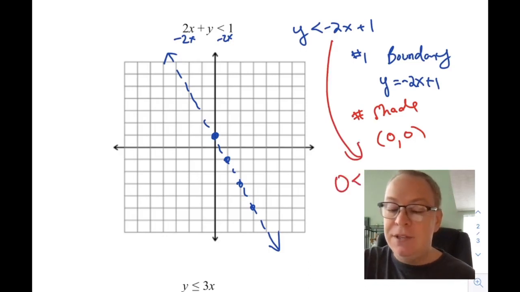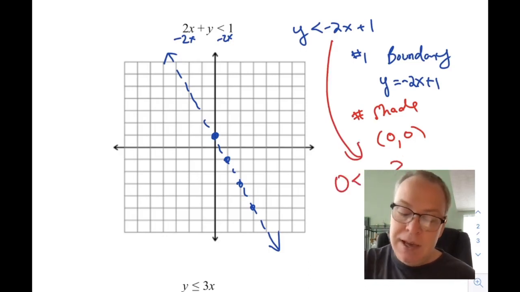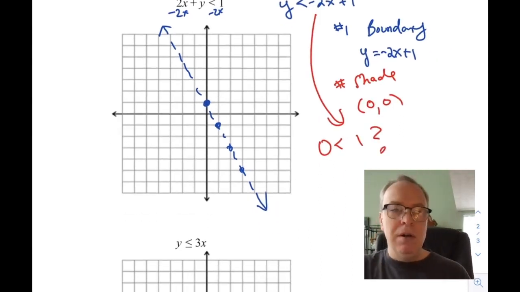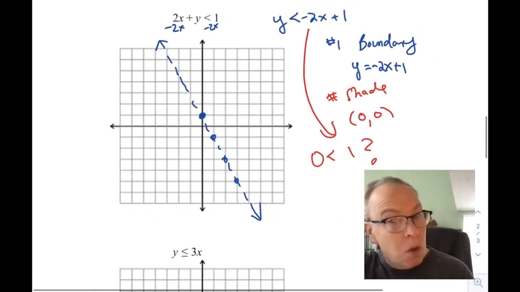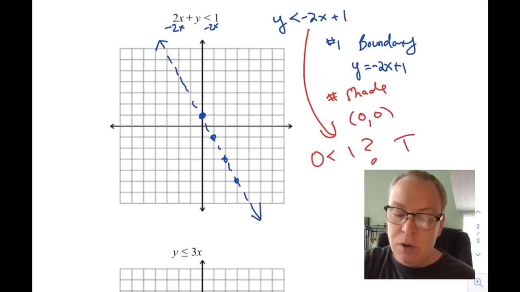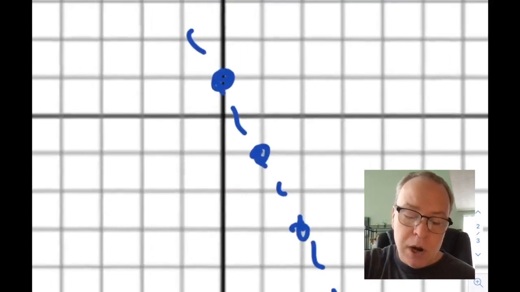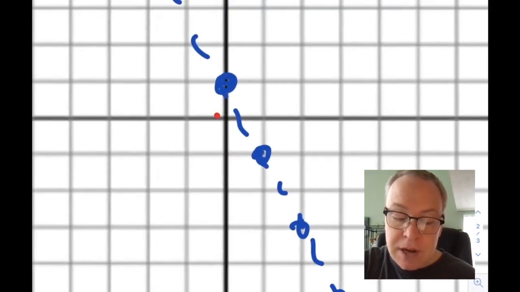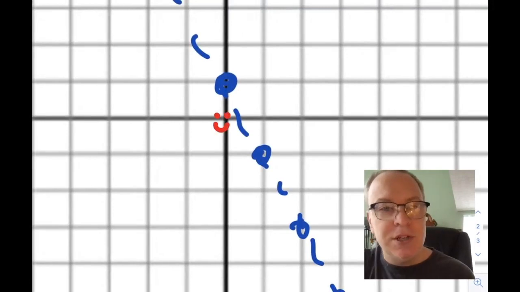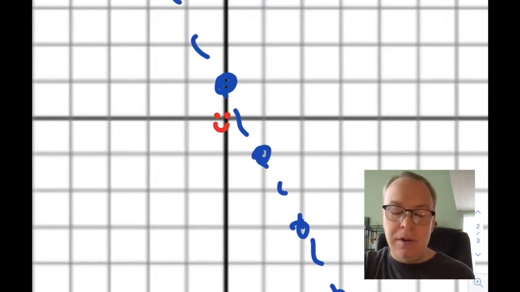0 less than 0 plus 1. Is this true? Oops, I'm sorry, you can't see it. Is 0 less than 1? Why, yes, it is. 0 is less than 1, isn't it? So this is true. So we're going to come over here to where 0, 0 is, and I'm going to put a little smiley face here because we just discovered that 0, 0 is an answer.